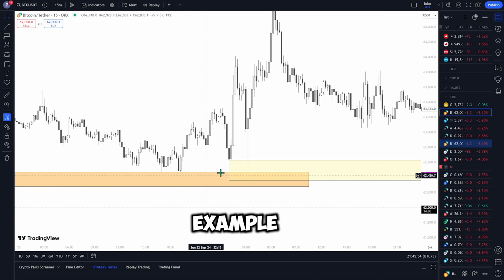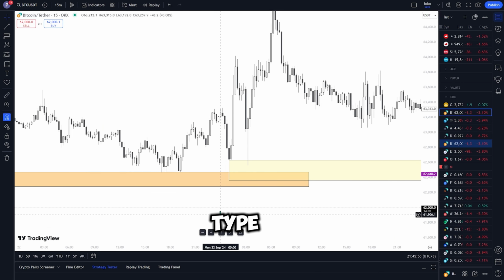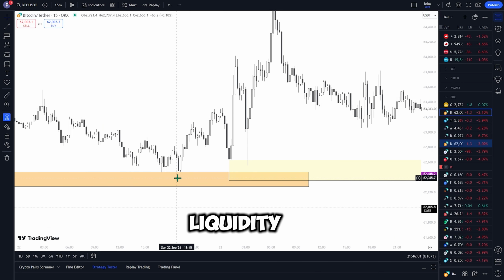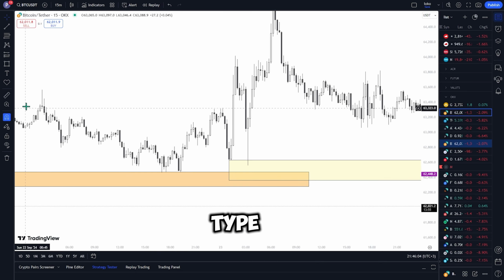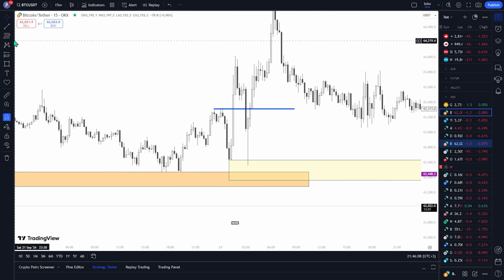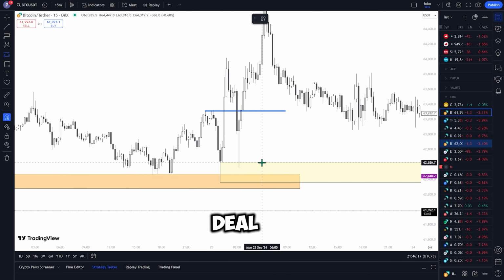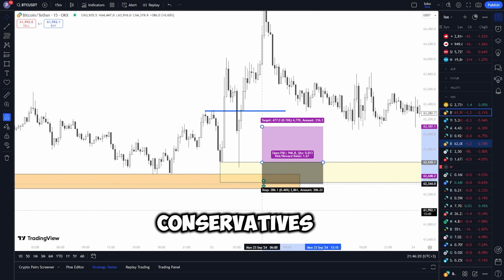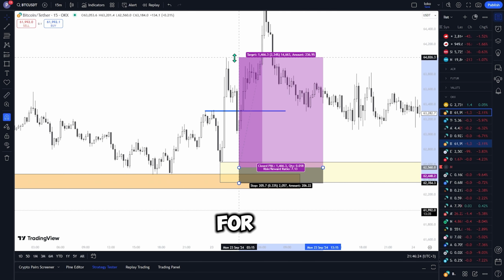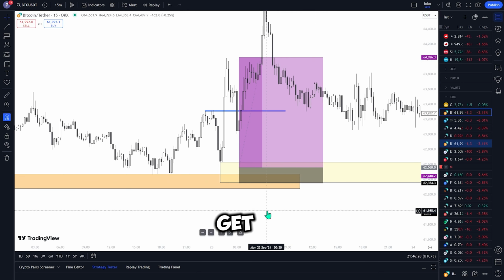With another example, here we can see the first type of wick, which captured all the liquidity behind it, so it's going to be the first type. And after the breaking of structure forming here, you can open a good deal from the beginning of it with a conservative stop loss, for capturing this liquidity and getting a good deal in just one day.